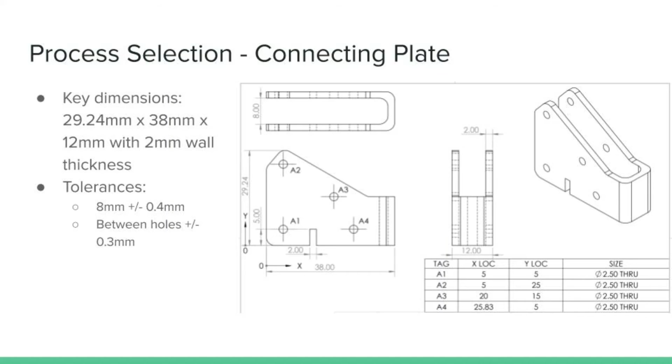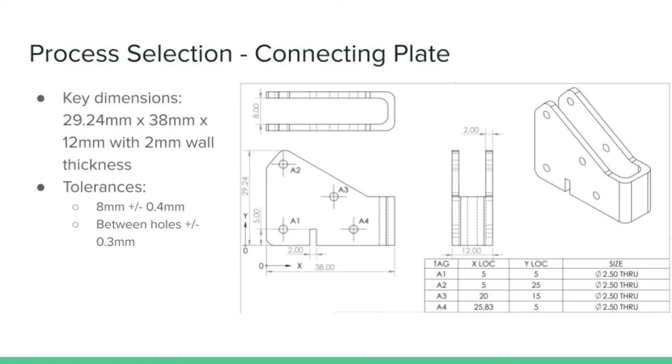The 2 parts that were chosen for process selection from design for manual assembly were the connecting plate and the link arm. You can see the key dimensions of the connecting plate in the picture. The critical dimensions for product functionality are 8mm wall separation, since the link arm will need to slide in there for manual assembly, as well as the distance between the holes, which can be seen on the hole chart on the bottom right, since it's important that all the holes are aligned.